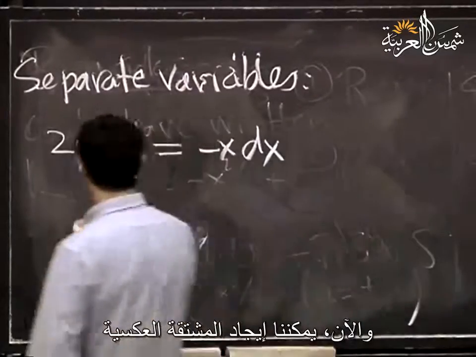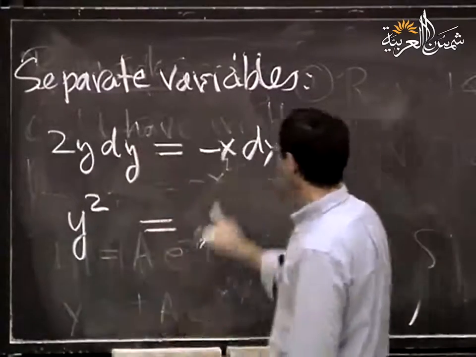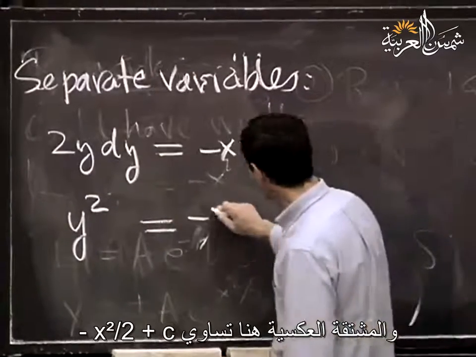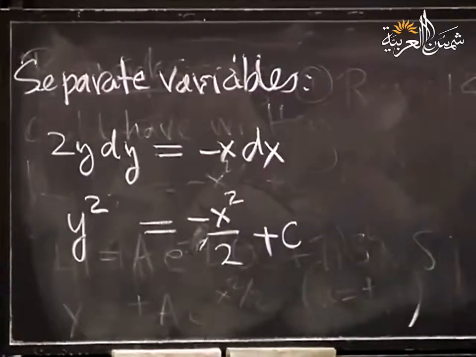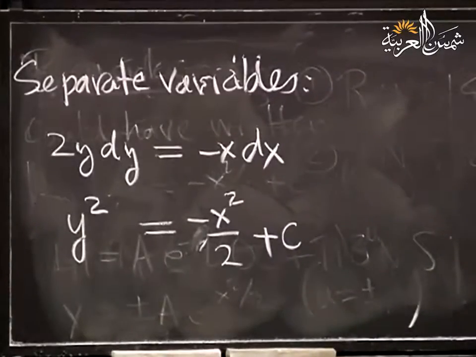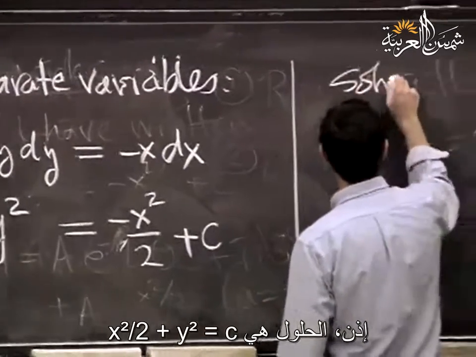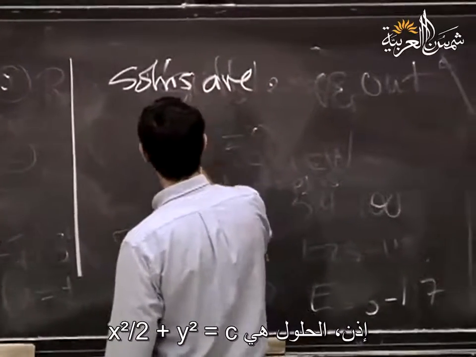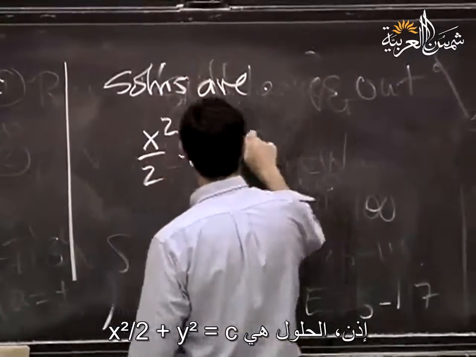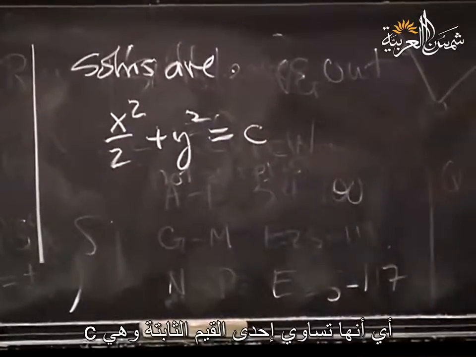And now I can take the antiderivative. This is y squared. And the antiderivative over here is minus x squared over 2 plus a constant. And so the solutions are x squared over 2 plus y squared is equal to some c, some constant c.